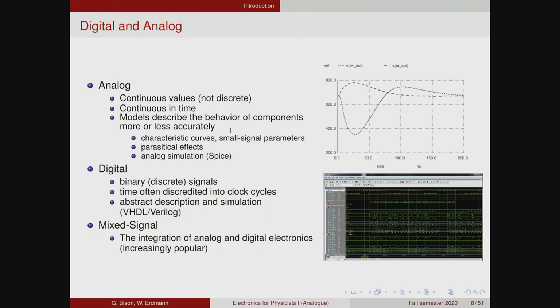Typically, we have models to describe the behavior more or less accurately, and those are the characteristic curves. Small signal parameters, we will see what that is. Parasitical effects, and we do analog simulation, typically in a software called SPICE. On the other hand, digital electronics have binary, discrete signals. They're often time discretized, so synchronized to a clock. And then they are abstractly described, for example, with digital or logic description languages like VHDL and Verilog.